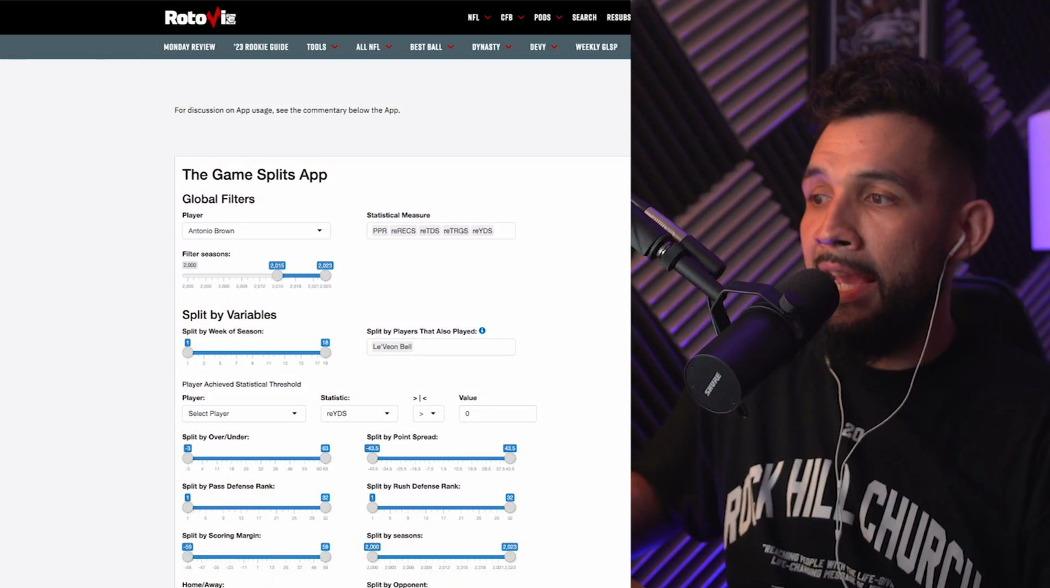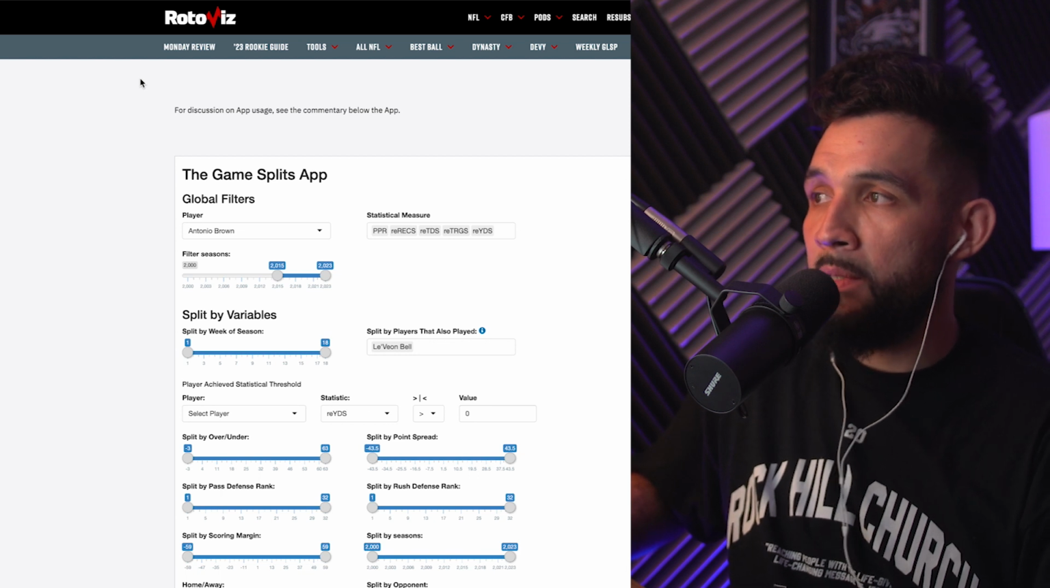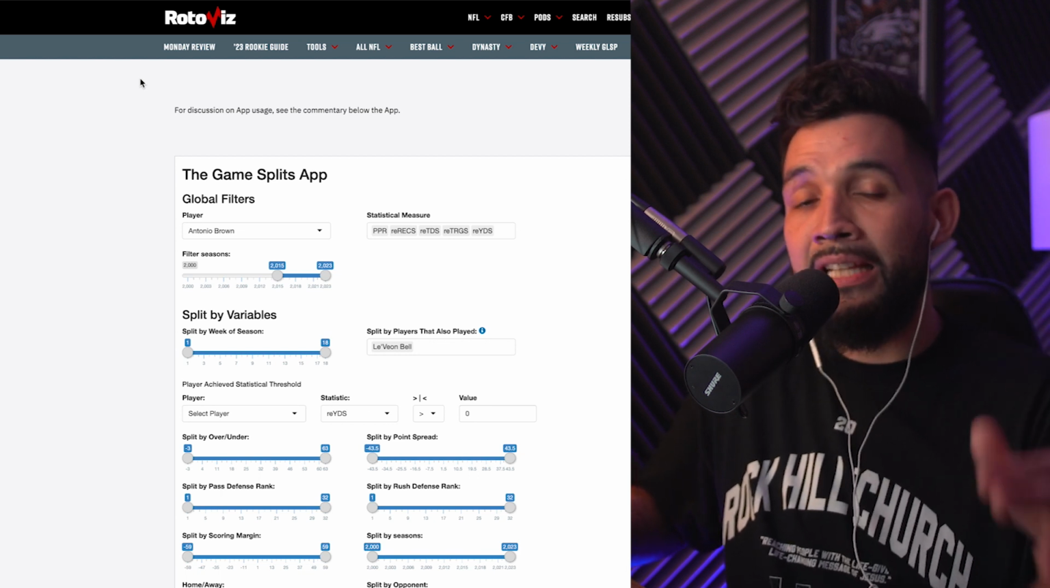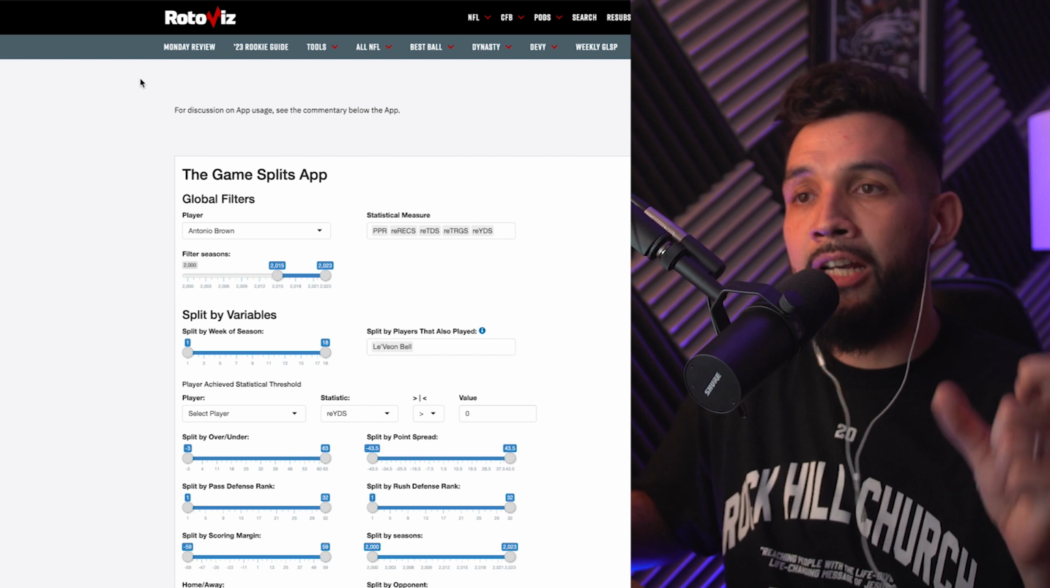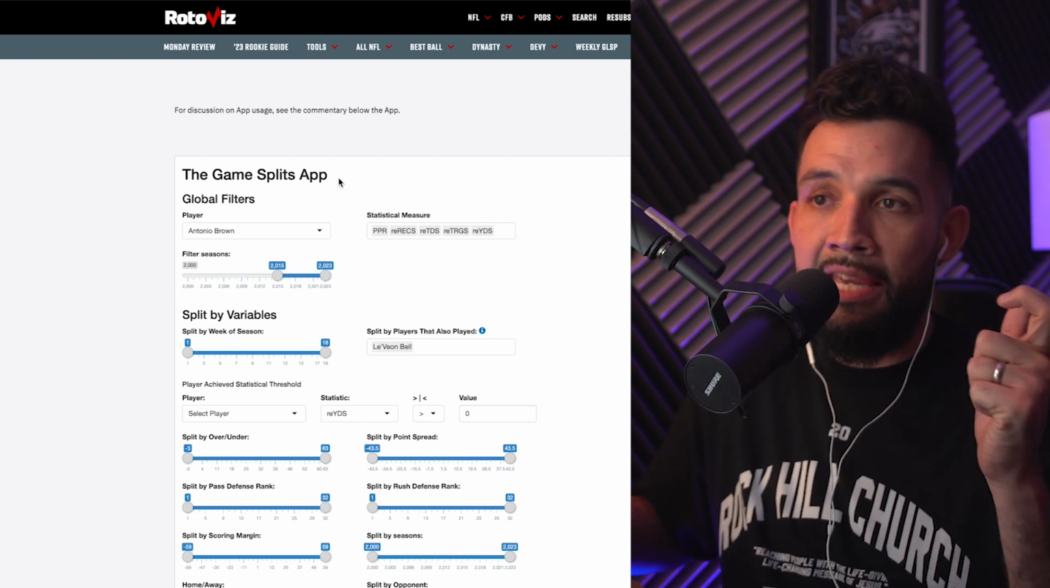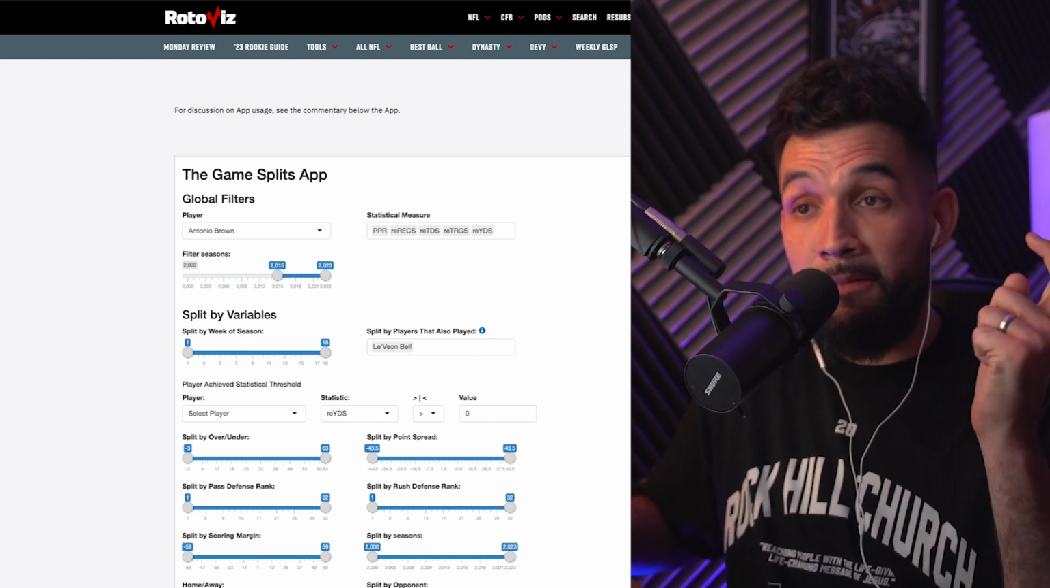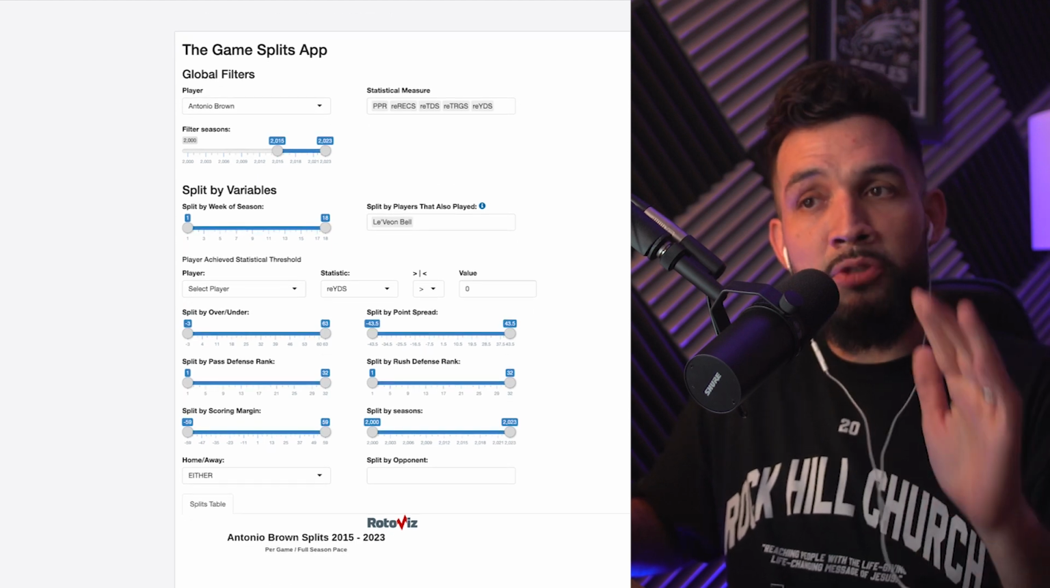Now, this one is a paid one. So this one you do have to pay for, and it's called RotoViz. And the reason why I like using this tool specifically is because it does provide a lot of information, especially when it comes to analyzing in-game splits. Now, if you're not familiar with what in-game splits are, don't worry, I'm going to put you on game.